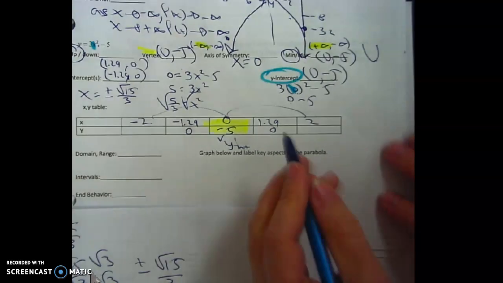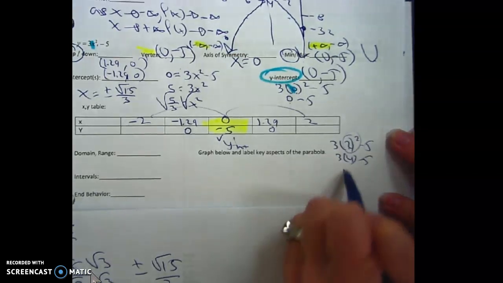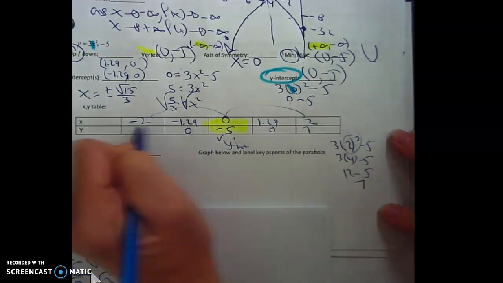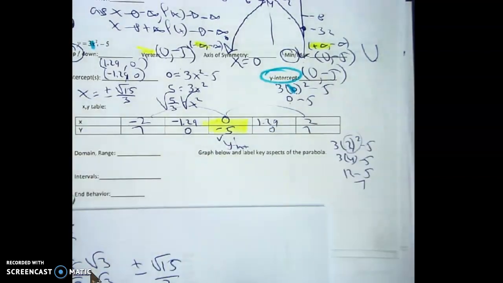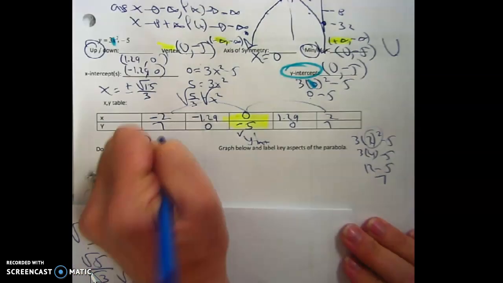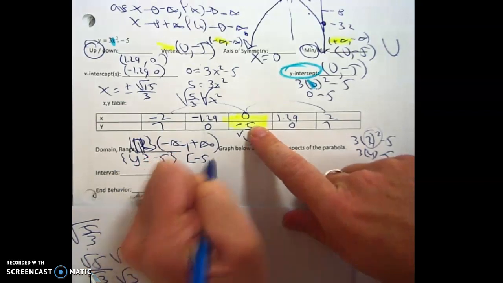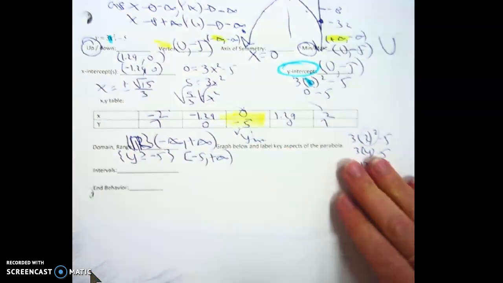And of course, I'm going to have to show my work. So I'm going to go 3 times 2 squared minus 5. PEMDAS, 2 squared is 4 times 3. 12 minus 5 is 7. 7, 7. If I'm not sure, check it in the calculator. Show your work. Okay, domain, all real numbers, -infinity, +infinity. It's going up. I should make that R a little better. So y is greater than or equal to -5, bracket, -5, +infinity, parenthesis.